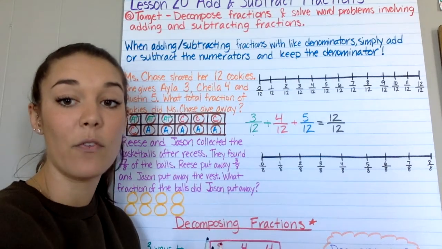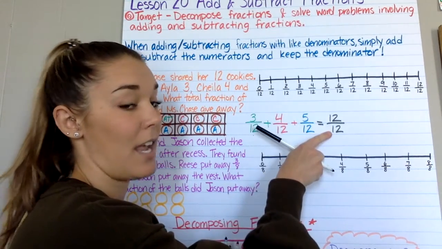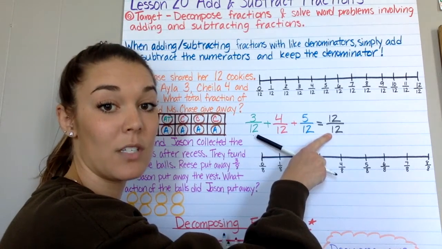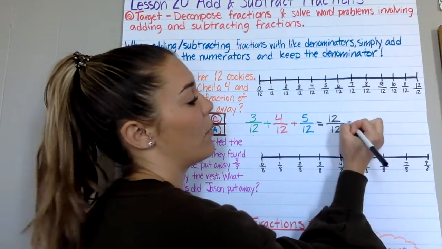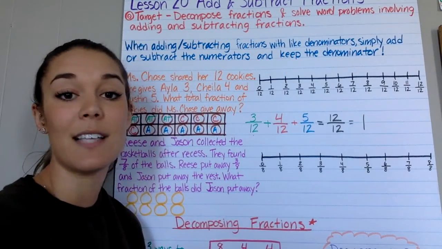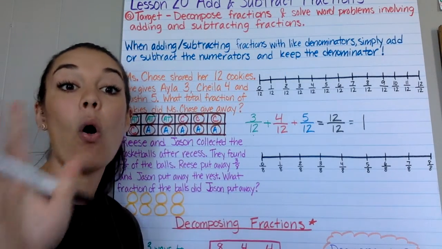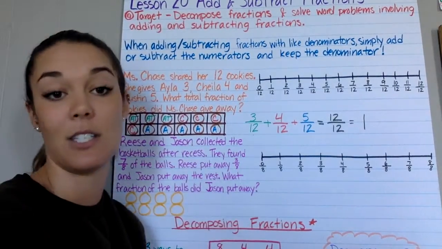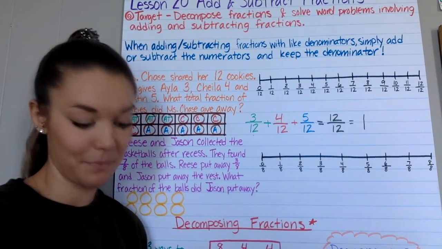I know when a fraction has the same numerator and same denominator, that means it's the same thing as 1, just so we can be aware. So this equals 1, which means I gave away the whole thing, my 1 whole of all my cookies to my students. Aren't I nice?